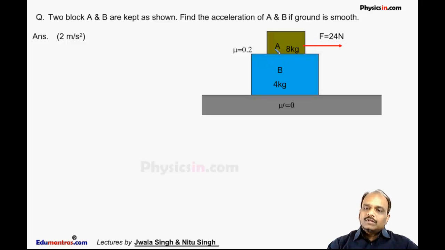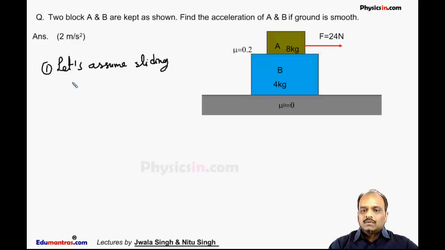Now we don't know whether these two blocks A and B are moving together or there is sliding between A and B. We don't know whether the friction is kinetic or static. So we will start like this. Let's assume there is sliding between block A and block B.